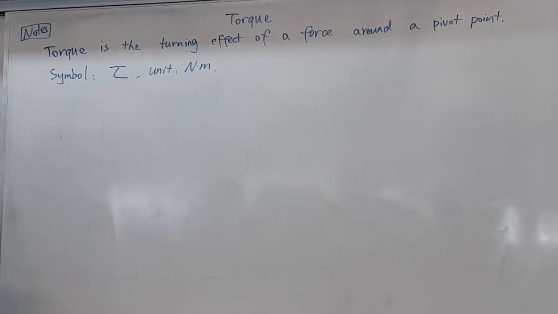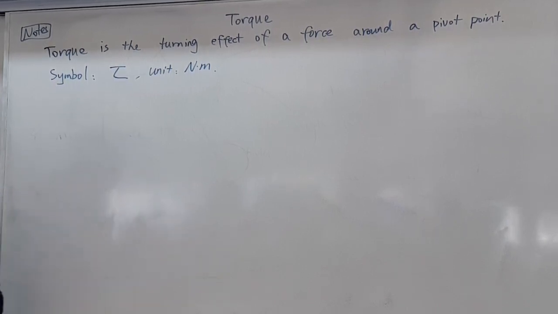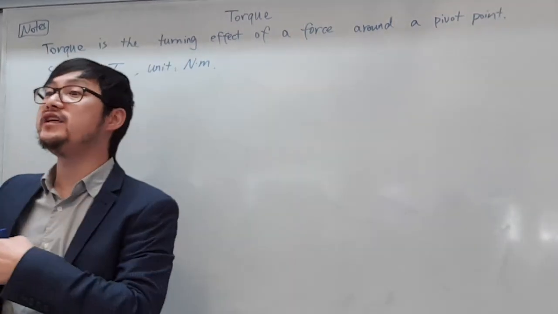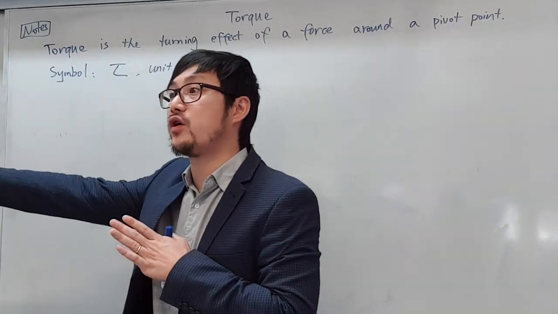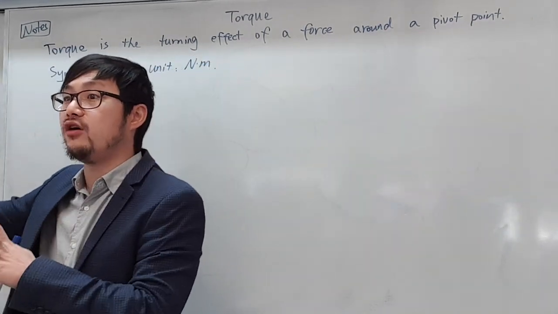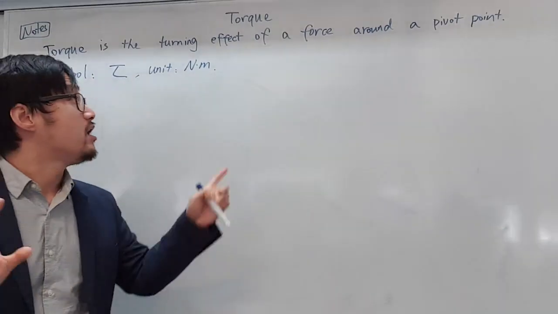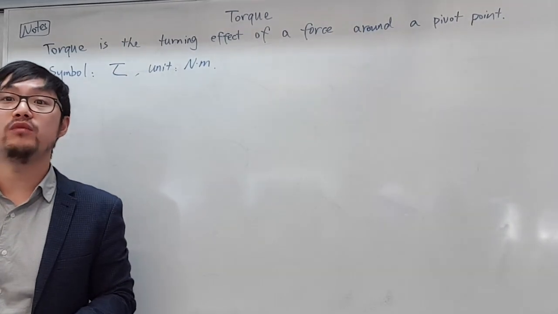Okay, so now beforehand, when we talk about force, we always talk about a force pushing an object. So it's what we call a linear motion. What the word linear means is it just moves in a straight line. It either accelerates or decelerates, so it's moving in the direction of the force. Okay, but when we have torque, we are starting to encounter something called rotational motion.